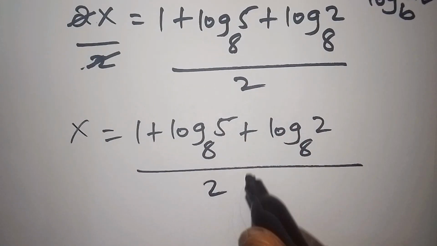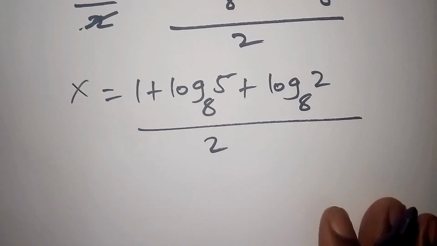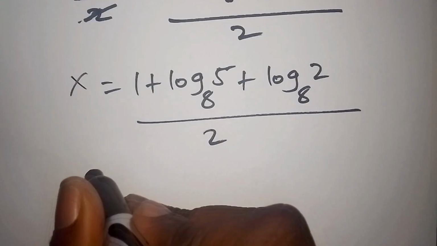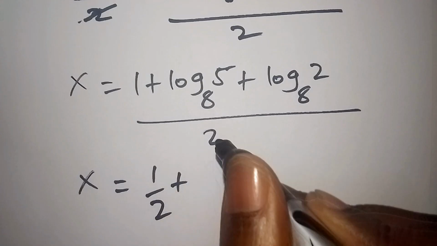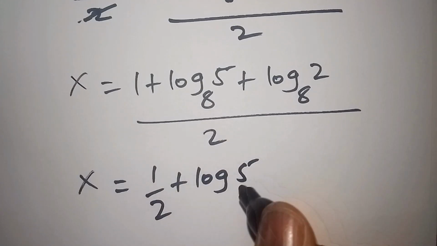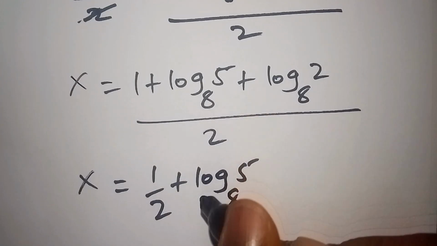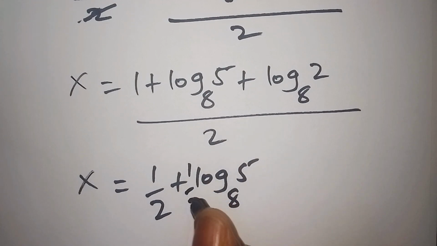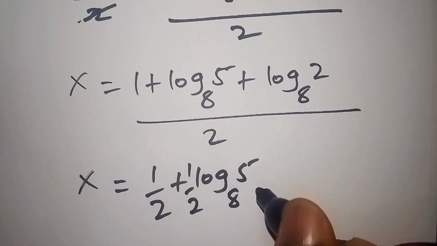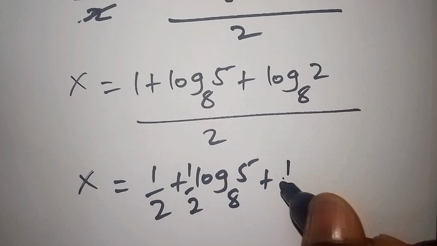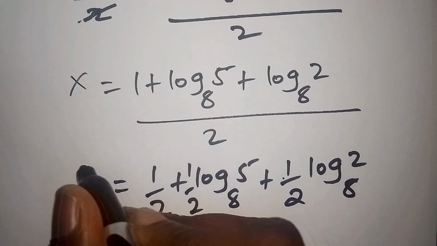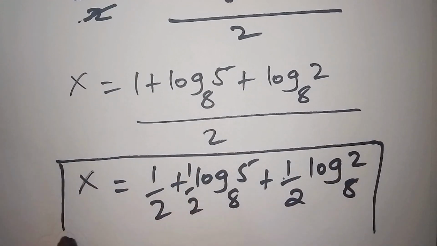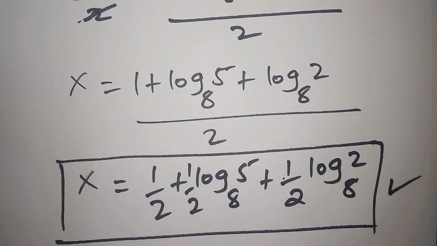When you work out this division by 2, the value of x is equal to 1 over 2, plus 1 over 2 times the log of 5 to the base of 8, plus 1 over 2 times the log of 2 to the base of 8. This qualifies to be the best answer when we have simplified the correct answer for this maths problem.